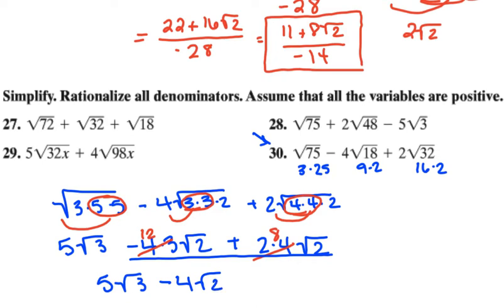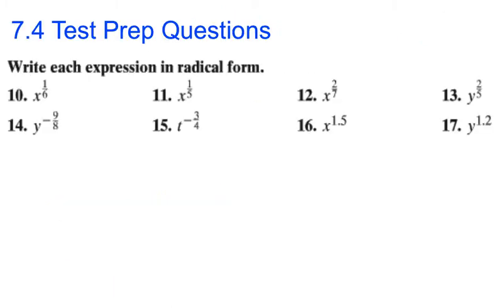All right. Moving on to 7-4. Write each expression in radical form. I would do one like this, but I'm pretty sure there's not one like that on your test. They're all fraction ones. So let's go ahead and do this one.